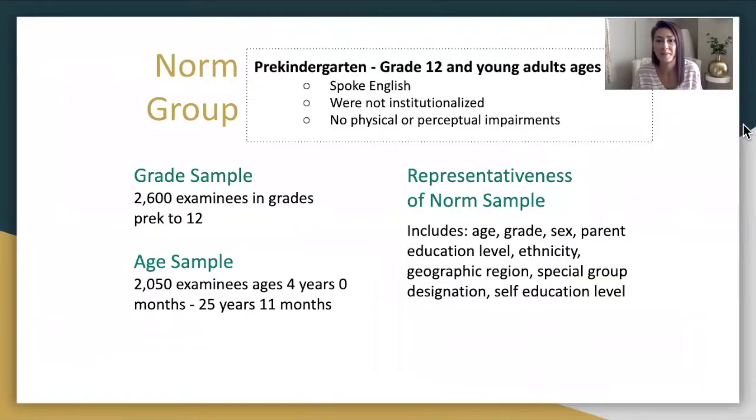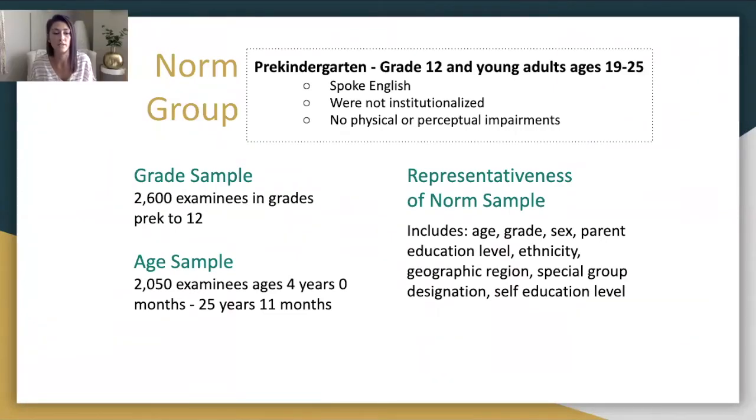Hello, everyone. So just as Eva described a little bit earlier, they separated these into two different samples, a grade sample that consisted of about 2,600 examinees, and then an age sample that consisted of 2,050 examinees. In both the grade sample and the age sample, half was administered Form A of this test and half Form B of the test.